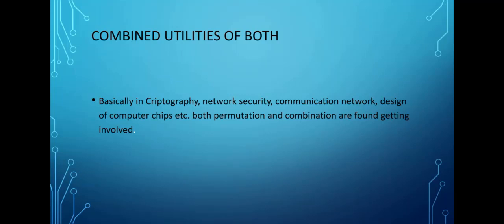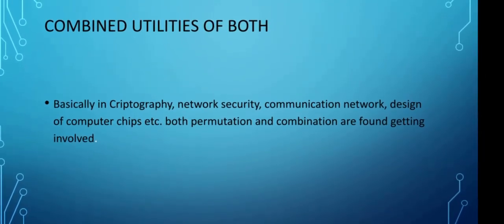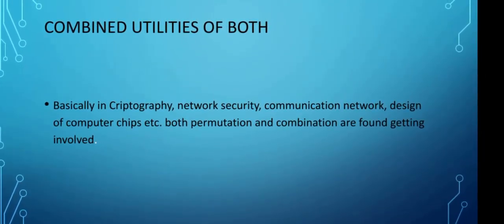Let us now learn the combined utilities of both. Basically, in cryptography, network security, communication networks, design of computer chips, etc., both permutation and combination are involved. So these things have maximum importance in day-to-day life, and the basis of all these things is permutation and combination concepts. Both are used in these particular areas.